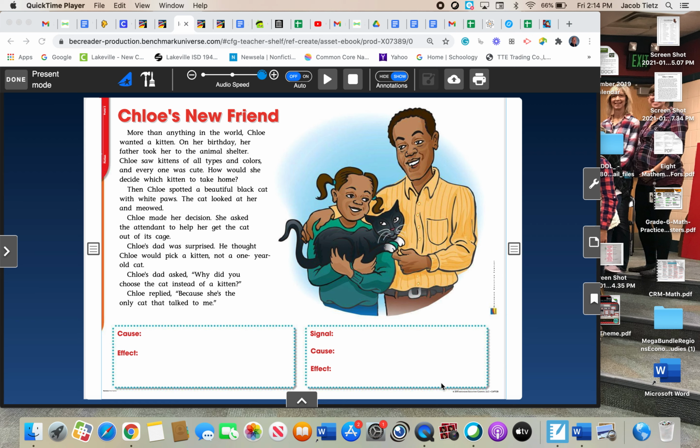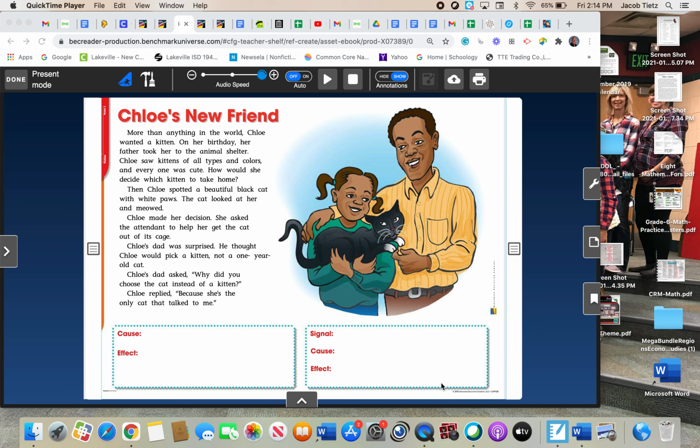So, this story is called Chloe's New Friend. And this is going to be an example of when we can find cause and effect in a text as opposed to the picture that we did yesterday. First paragraph, I'll read the whole thing.